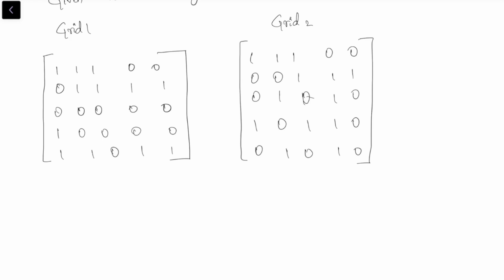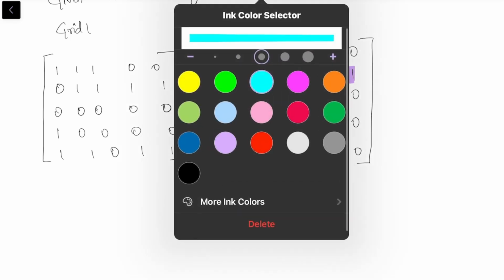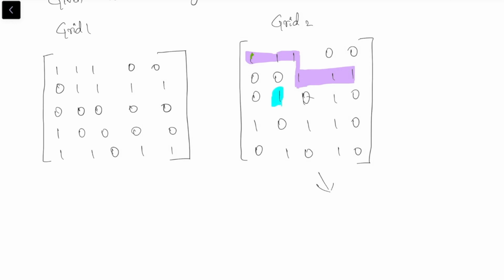Now what we need to find? We need to find sub-islands in grid 2. What are sub-islands? An island is something which is surrounded by water. If I mark them, this is an island. They should be connected only by a horizontal or vertical ordering. They should not be connected diagonally. That means this particular one is not a part of the pink color island.